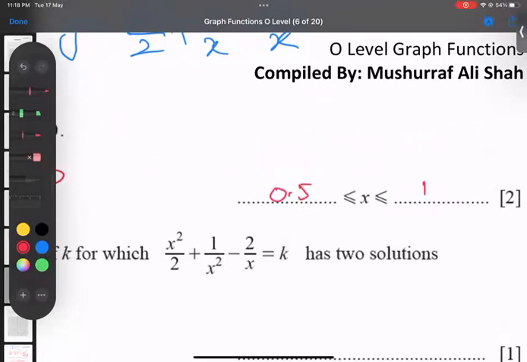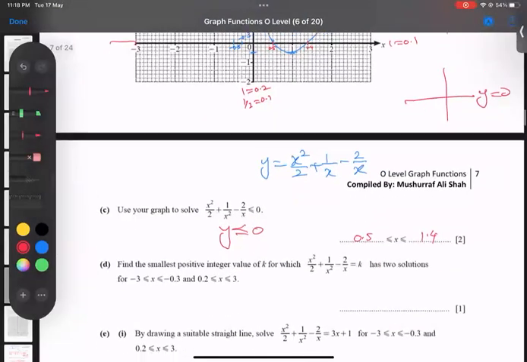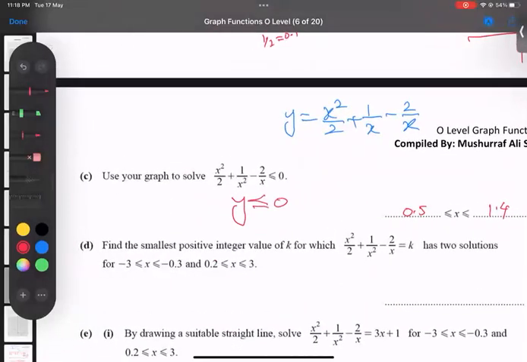0.5 and 1.4. I hope so. The point is very clear. Okay. Next part is asking, find the smallest possible integer. Integer means always a whole number, for which this k has two solutions. Okay. First of all, I want to explain what is called solutions.